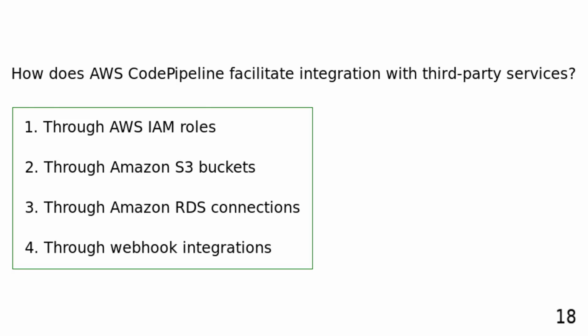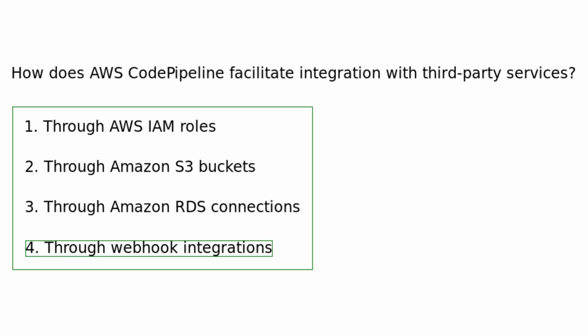How does AWS CodePipeline facilitate integration with third-party services? Through AWS IAM roles. Through Amazon S3 buckets. Through Amazon RDS connections. Through webhook integrations. AWS CodePipeline facilitates integration with third-party services through webhook integrations, allowing external events to trigger pipeline executions automatically.